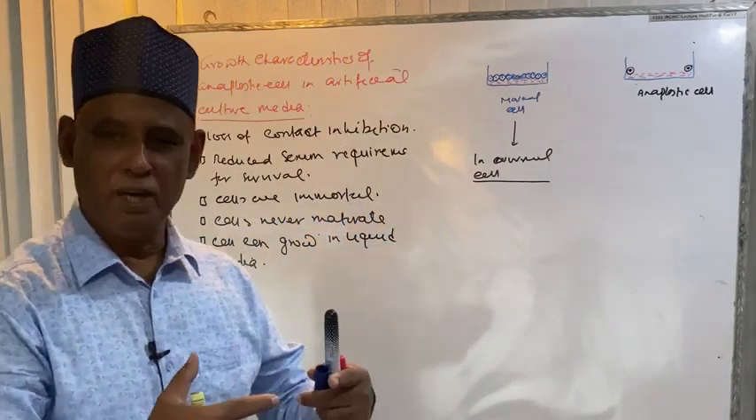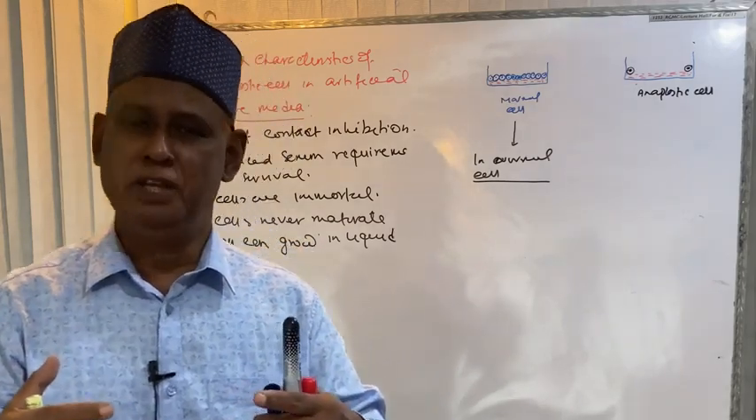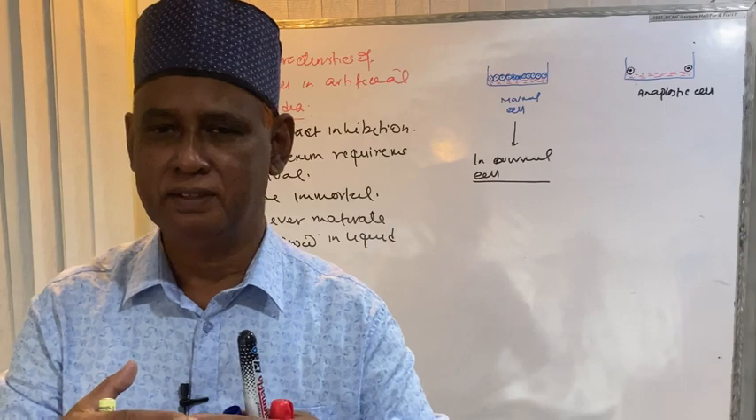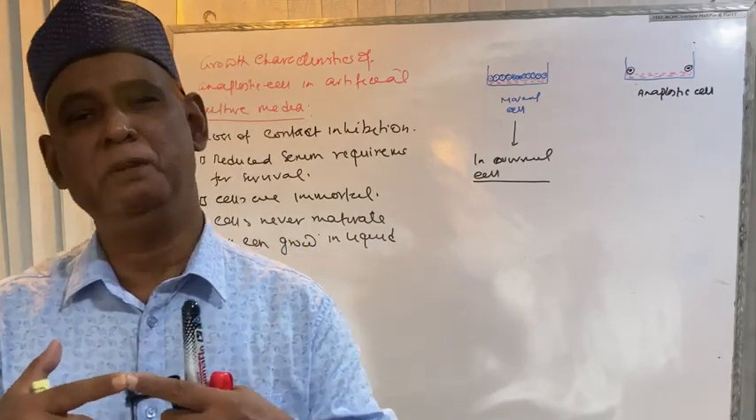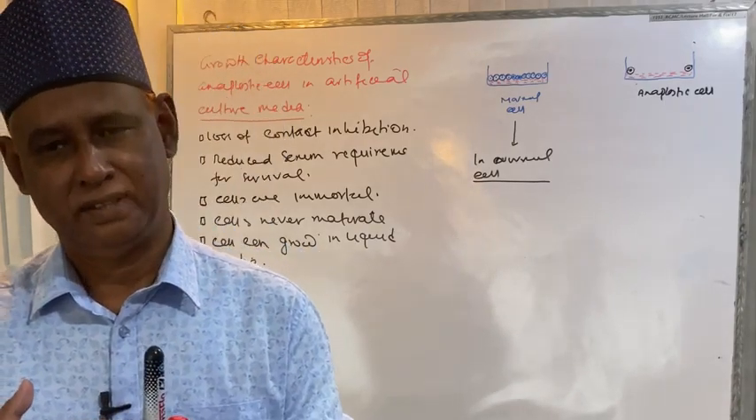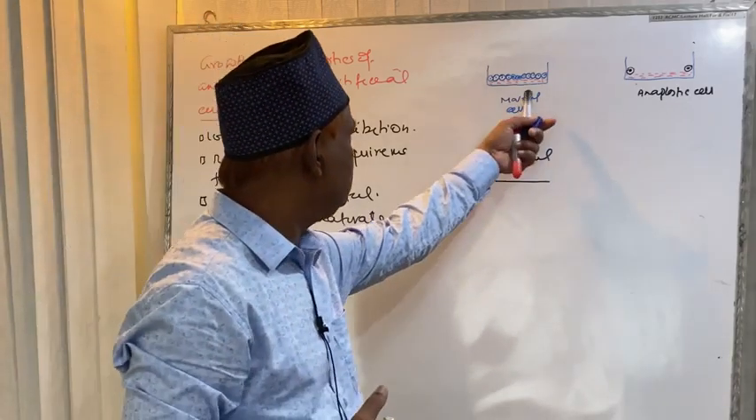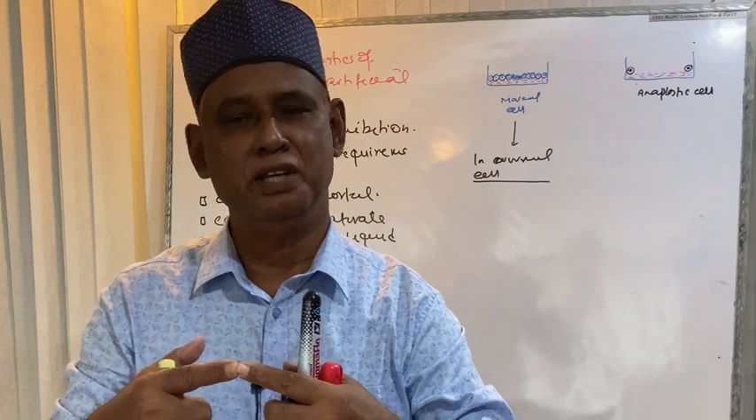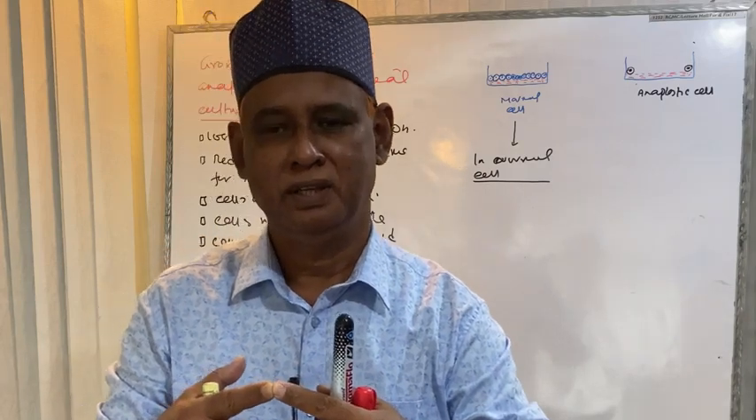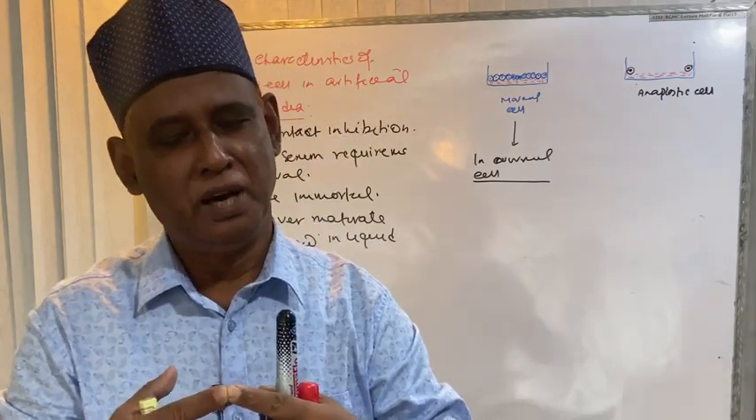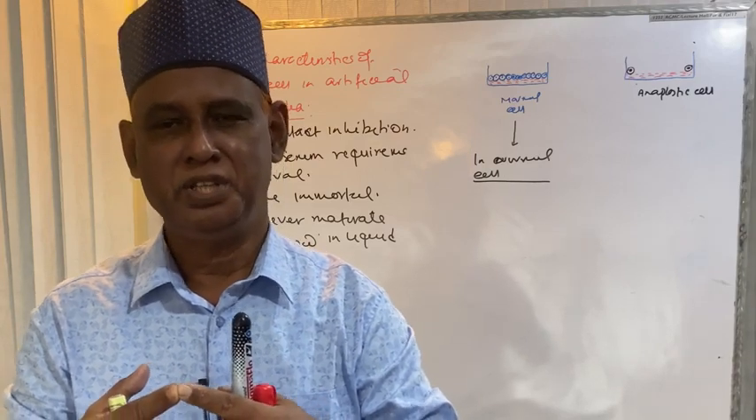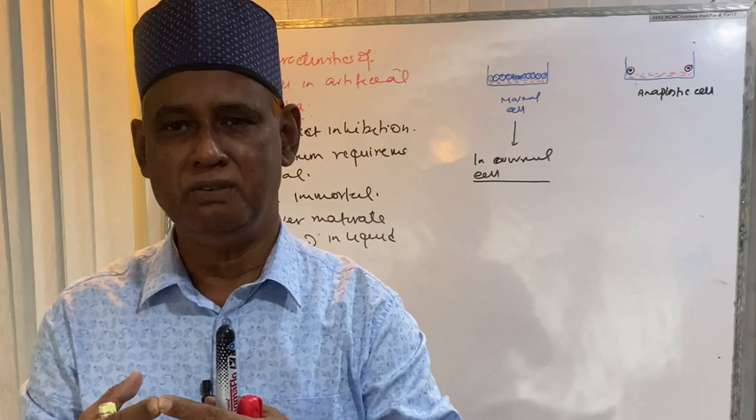Cells will multiply, and during multiplication, when normal cells come in contact, their further multiplication is inhibited. This is known as contact inhibition.